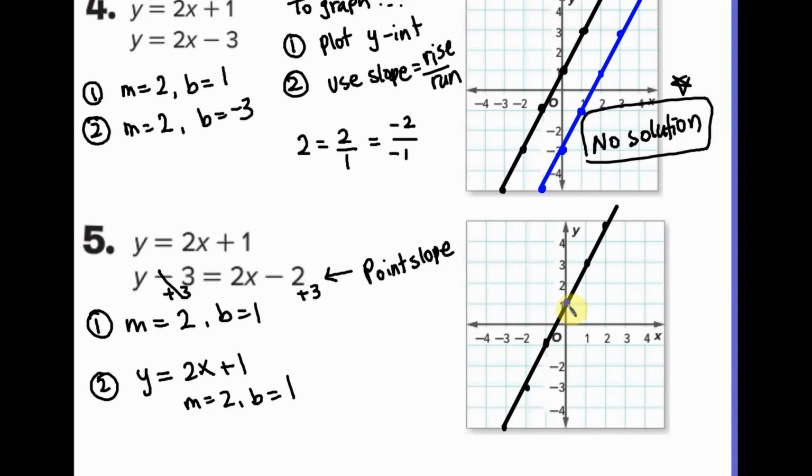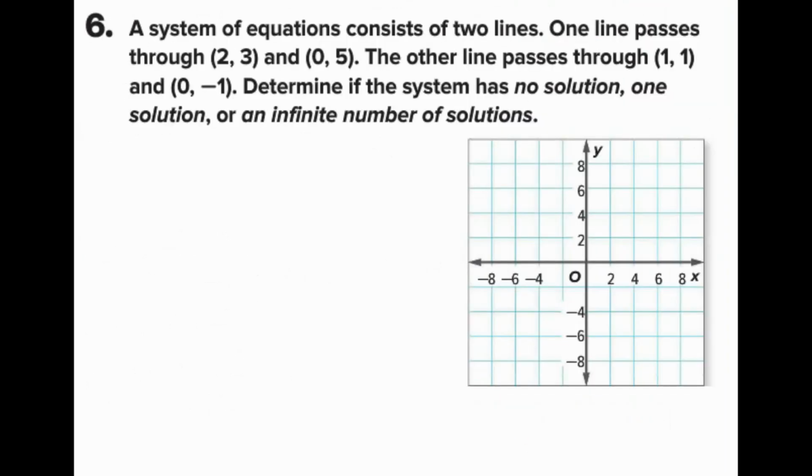B is at positive 1. You're going up 2, right 1, up 2, right 1. And you go down 2, left 1, down 2, left 1. When I connect them, as you see, they're literally overlapping in every single point. You're not going to write every single point where they're intersecting. Thus, in this case, this is an infinite number of solutions, which means that they are intersecting at every single point. They're literally identical lines.